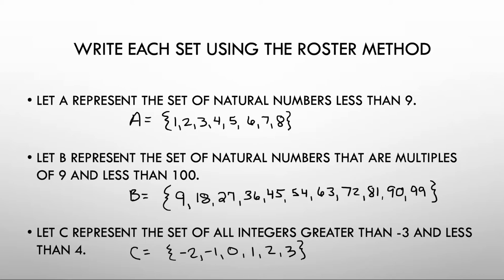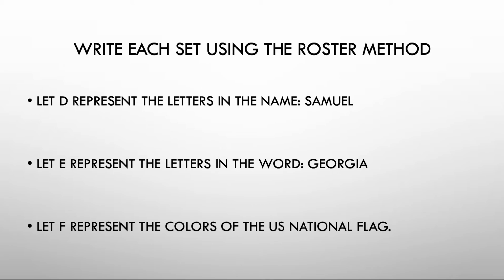All right, we're going to look at a couple more, some that maybe don't involve numbers. We said that most of our sets will have numbers, but not always. So I wanted to show you a few examples where we don't have numbers. Again, we're doing roster method. Set D is going to represent the letters in the name Samuel. So again, we're just going to list them out. We have S, A, M, U, E, and L.